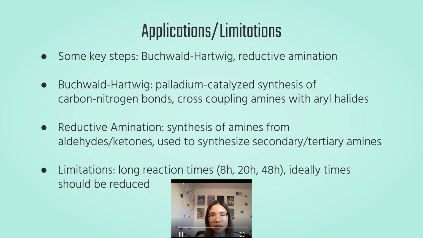Some key reaction processes from this reaction scheme include the Buchwald-Hartwig reaction and reductive amination. The Buchwald-Hartwig reaction involves palladium-catalyzed synthesis of carbon-nitrogen bonds. This reaction is generally used to cross-couple amines with aryl halides. Reductive amination is the synthesis of amines from aldehydes or ketones. This process is commonly used to synthesize secondary or tertiary amines.